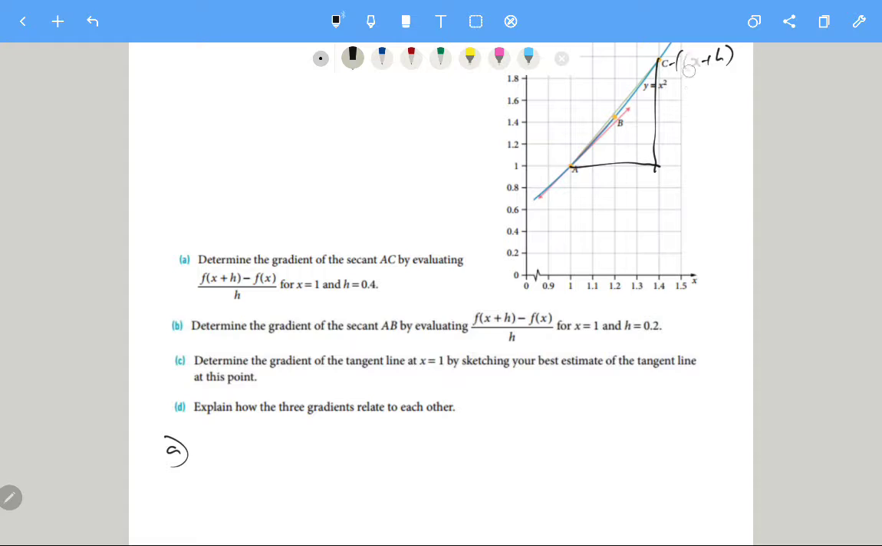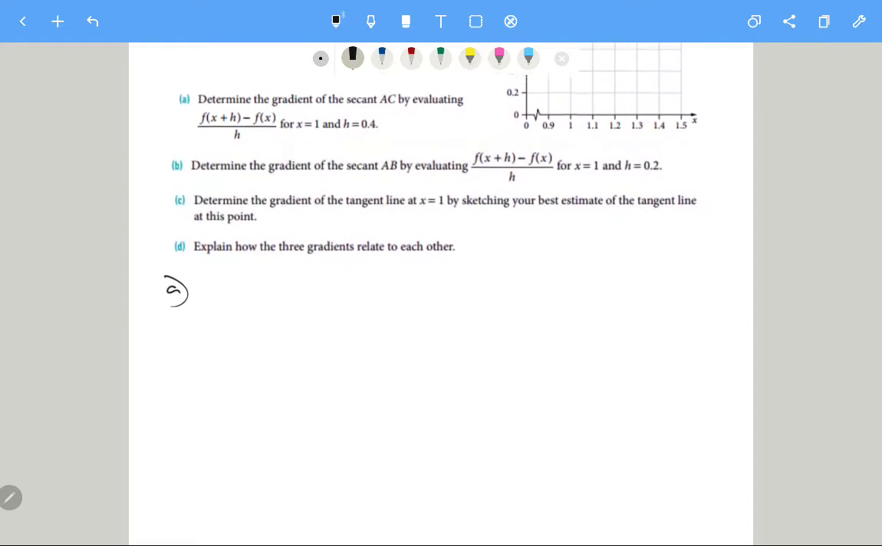So this side length here, the height of this triangle, which is how we're going to work out our gradient, is f of x plus h minus f of x. Whereas down here, that's just the h over here. That's this 0.4. Similarly, we can do that for the secant AB. The height of this is f of x plus h minus f of x. It's the difference between the two y values over h, which is the difference between the x values.